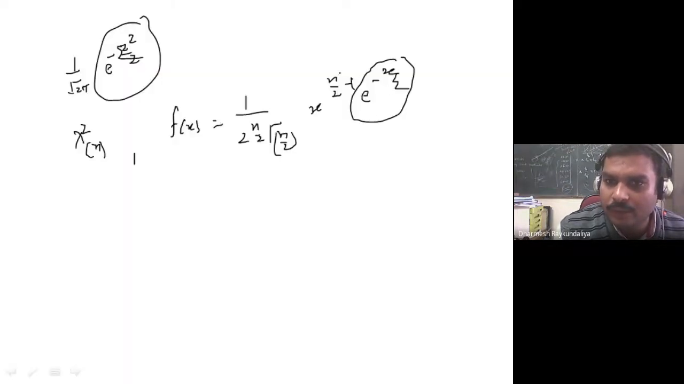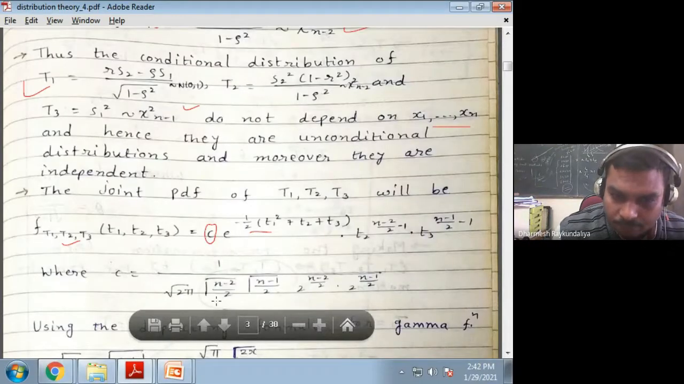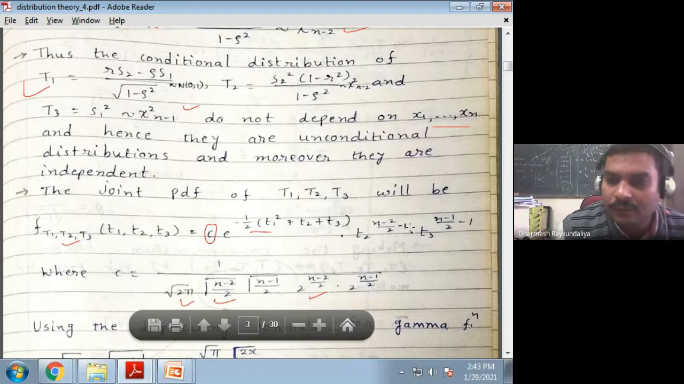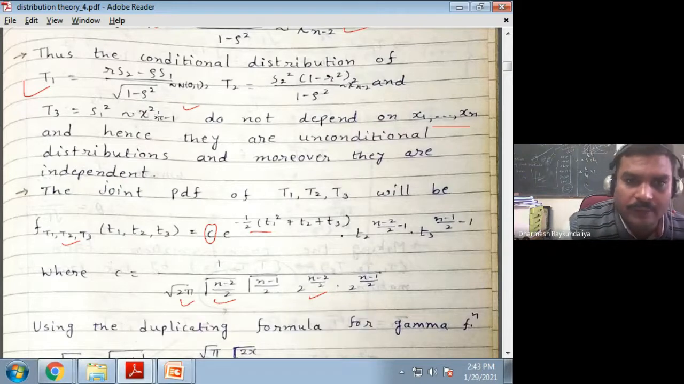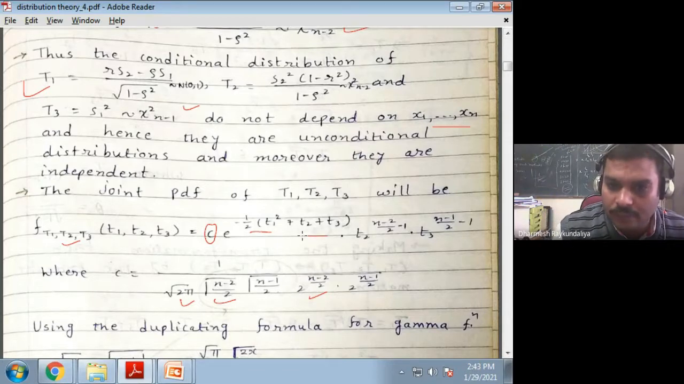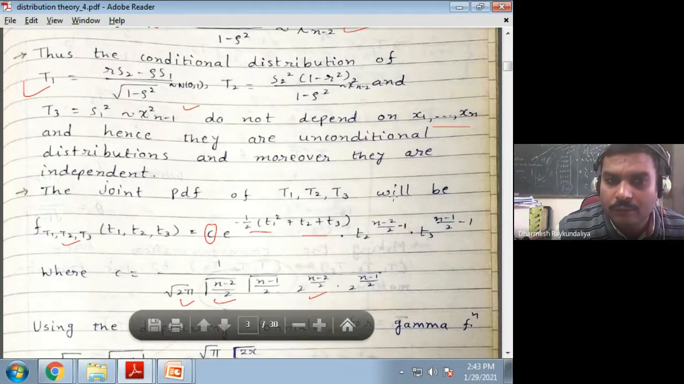So in place of n, you have to write n minus 2. It is t2 raised to n minus 2 by 2 minus 1. Here 2 raised to n minus 2 by 2, gamma n minus 2 by 2. So that quantity is here. Both of these have come. Root pi comes from this. And now t3 also has chi-square with n minus 1 degrees of freedom. So e raised to minus t3 by 2 is there, and t3 raised to n minus 1 by 2 minus 1, gamma n minus 1 by 2, and 2 raised to n minus 1 by 2. So that I have taken.